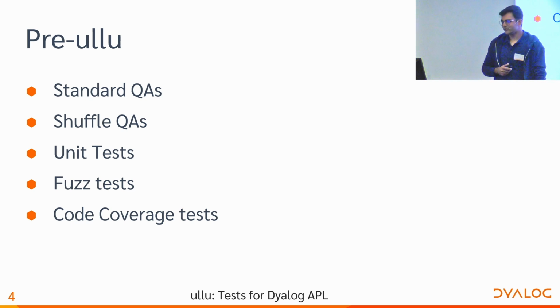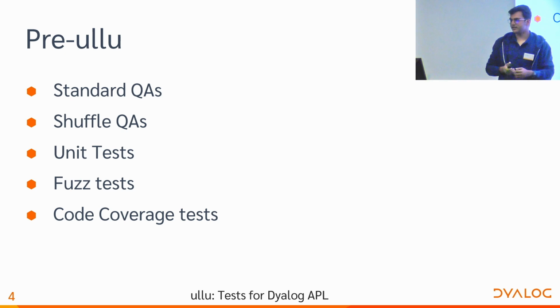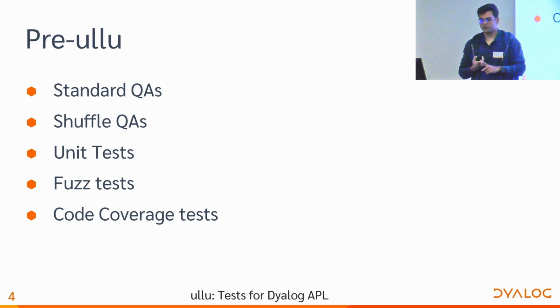Pre-Ulu, we had a lot of QAs going on at Dialog. We run them overnight. There are some QAs that run every week, and some that we run once a month. There are standard QAs. Standard QAs test the interpreter in and out. They test all of the language features, how the language works.